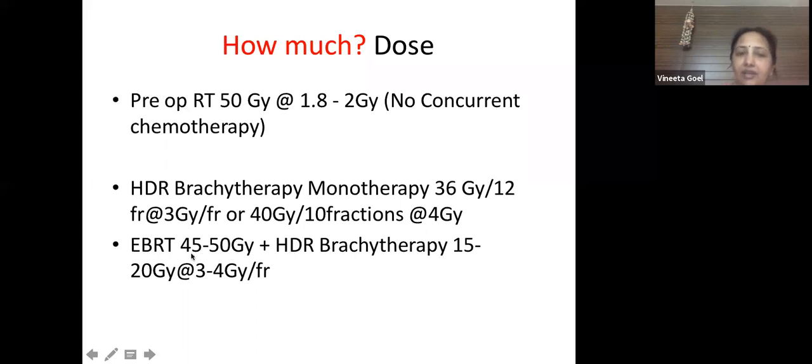When you're combining brachytherapy with EBRT of 45 to 50 gray, then certainly the doses of brachytherapy will come down to 12 to 15 to 20 gray at the rate of 3 gray to 4 gray per fraction, because you're giving a lot of dose with EBRT also.